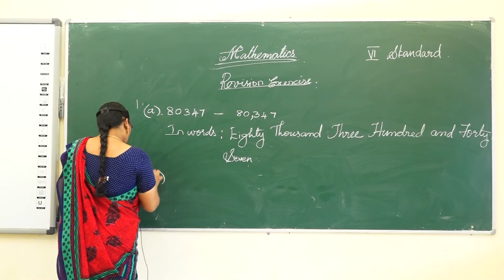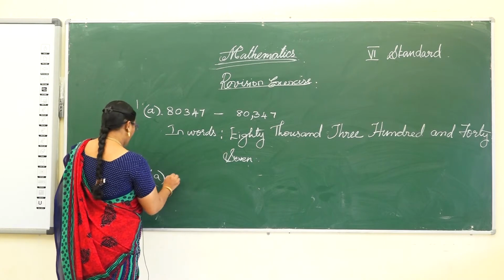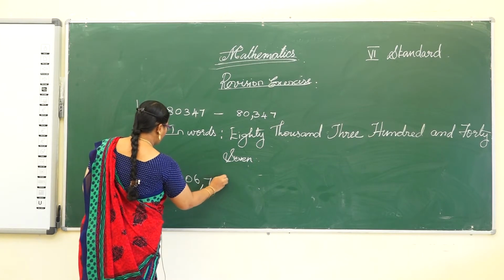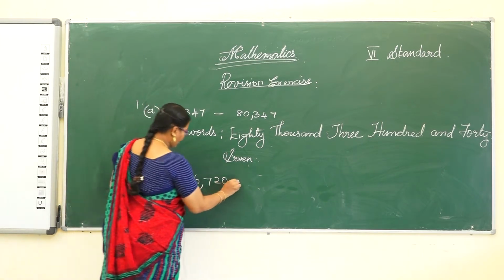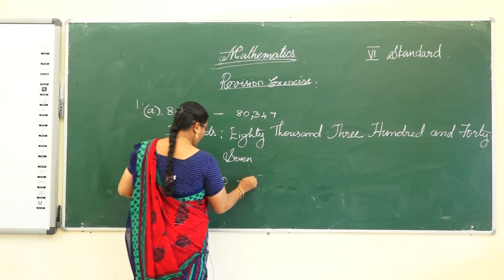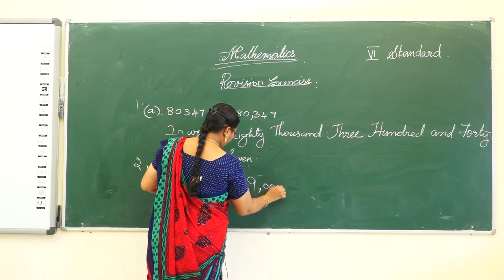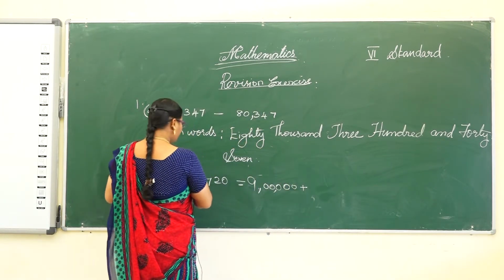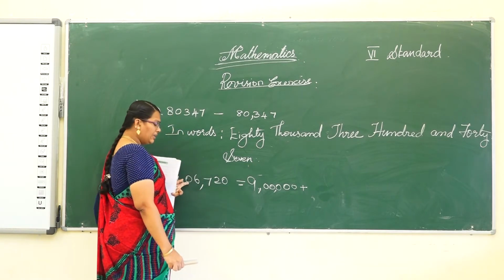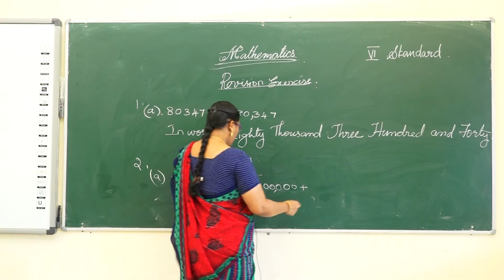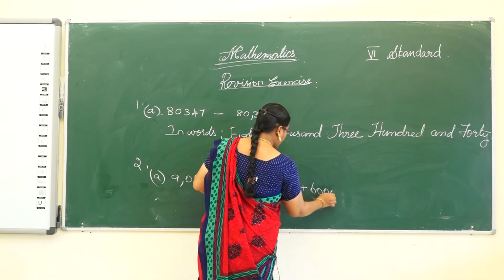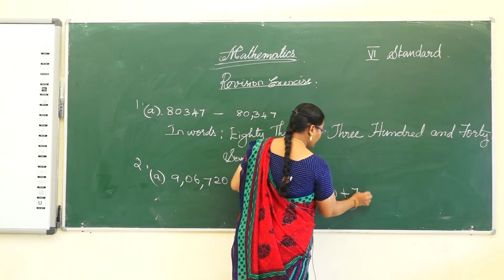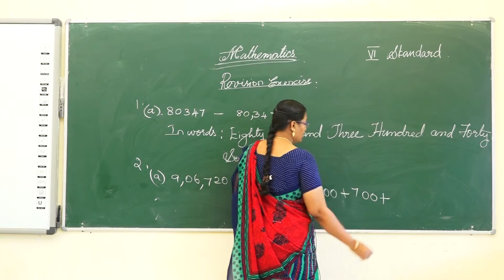So now do the first problem, A. 9,06,720 is given. So the expanded form is equal to 9 lakh. And then 10,000 is not there, so leave it. And next 6,000, and next plus 700 plus 20.